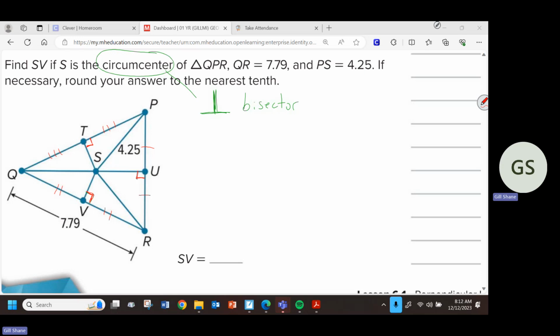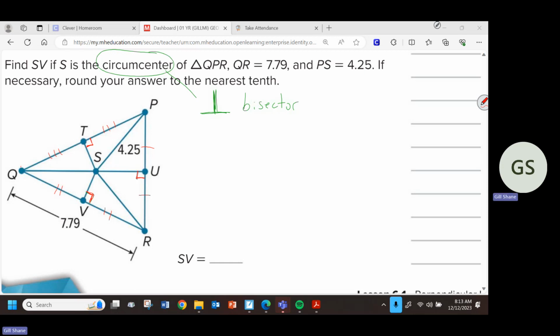So how can we use the fact that we just split everything into two equal segments? Where can we do something with that? Yeah, if we know this whole line, that whole side is 7.79, what can we say then? Chloe, what can we say? We know this whole side is 7.79. What else can we say knowing now that we just bisected that side? Yes. What does bisect mean?